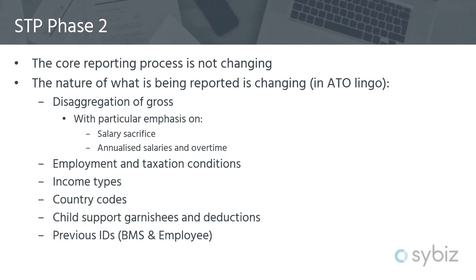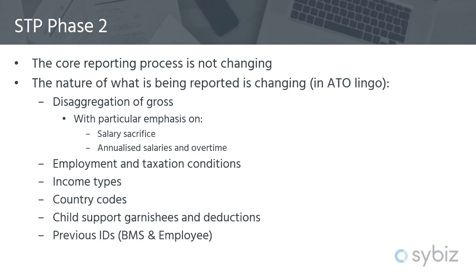Country codes are going to need a bit more structure. So if you do have people with foreign addresses or working holiday makers, etc., then there's more structure around the data required. Another, I guess this is probably the driver of a lot more stricter reporting, is the child support garnishee and deductions reporting through STP2 as well.